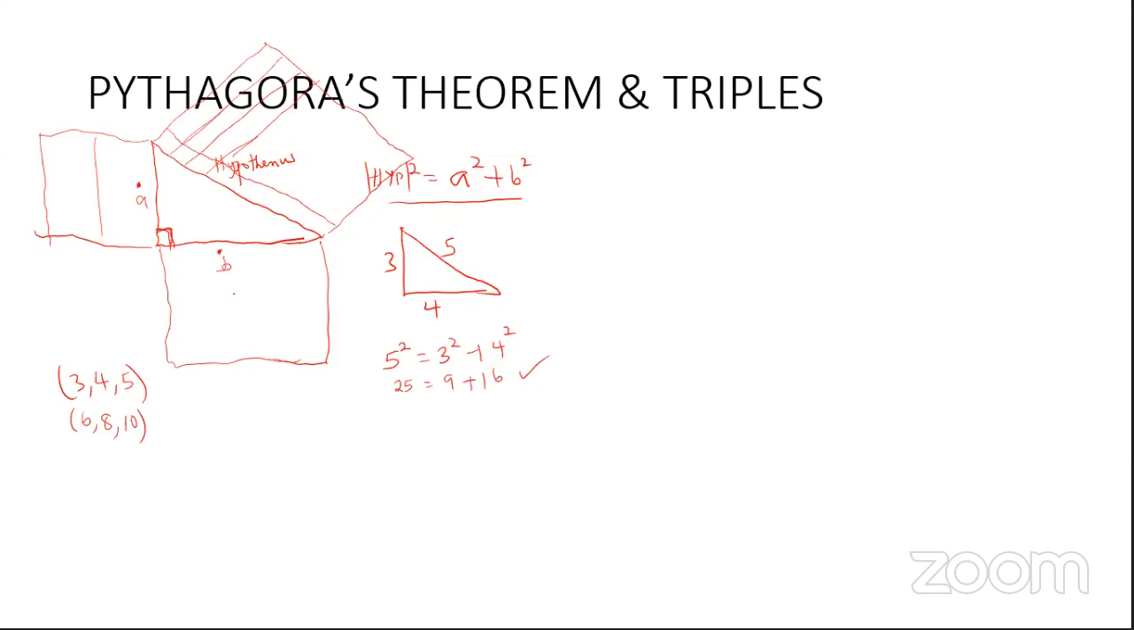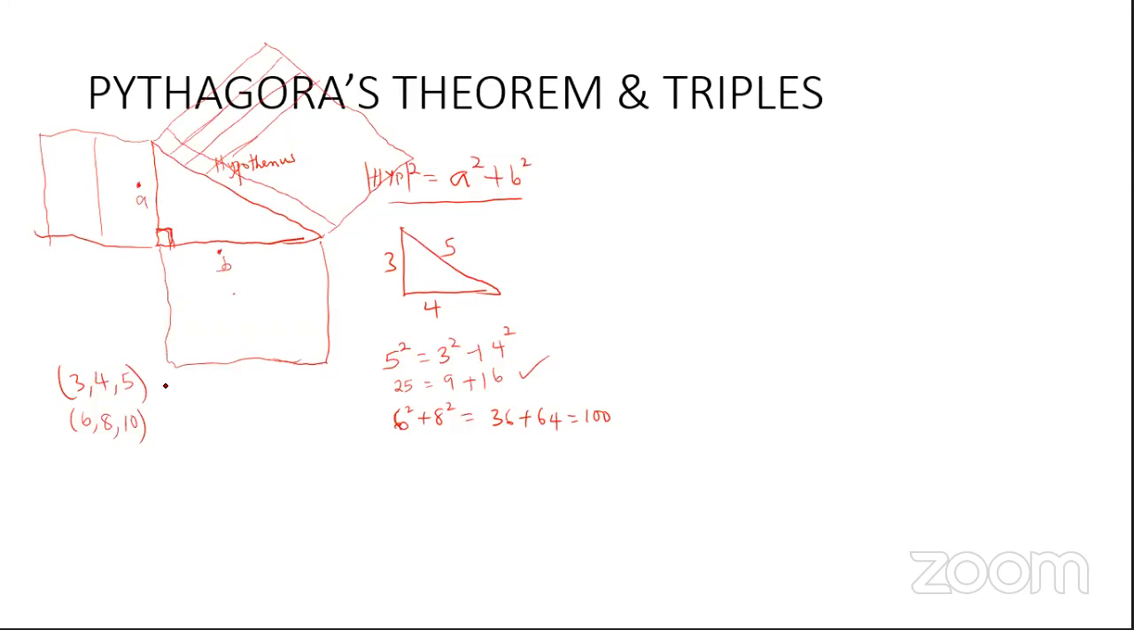So let's check. If you check here now, 6 squared plus 8 squared. 6 squared is 36. 36 plus 8 squared, which is 64, you see that gives us 100. And 100 is the same thing as 10 squared. So 6, 8, 10 is a Pythagorean triplet.